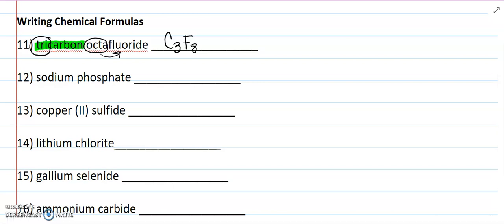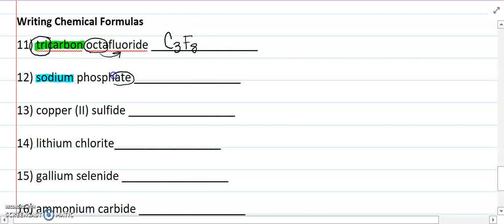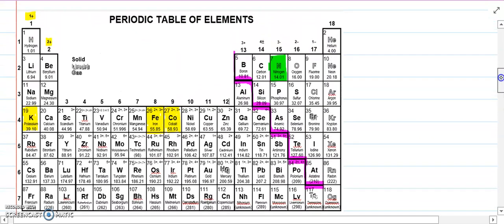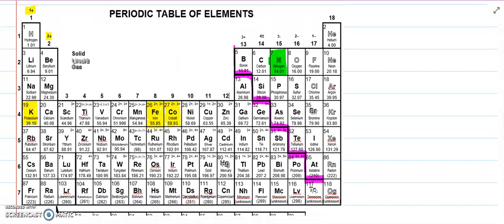Sodium, however, is a metal. And I've got to work a little harder to get the formula for sodium because I have to pay attention to charges, and I also have to pay attention to endings. So I'm going to go to my periodic table and find sodium. And sodium's right above the potassium that we were looking at earlier. Sodium has a 1 plus charge that I need to use.